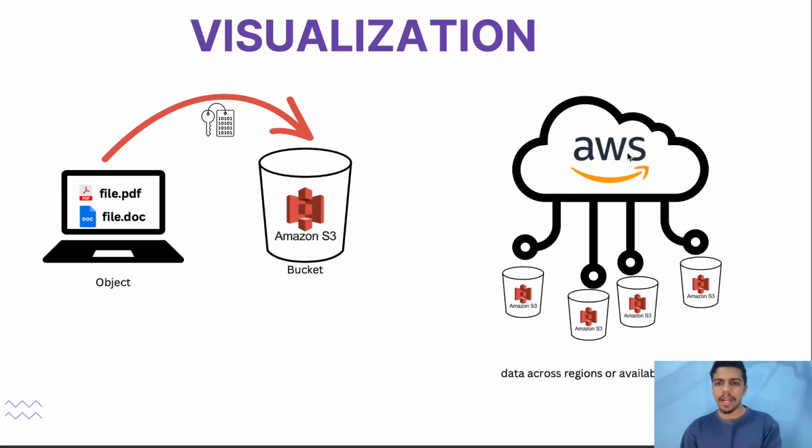And here on the right hand side, we can see that those buckets are decentralized across different regions or availability zones through AWS services, meaning that our data is safe and secure and can be accessed from anywhere in the world.